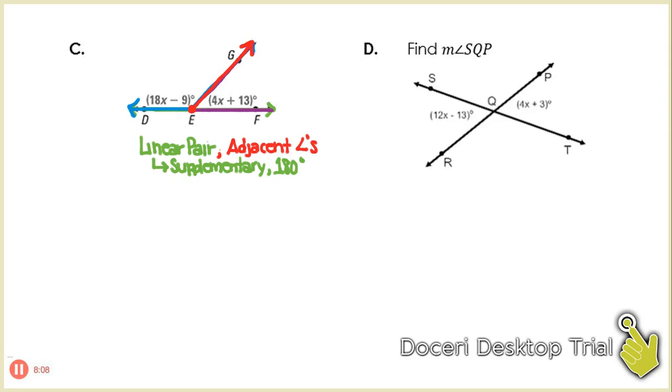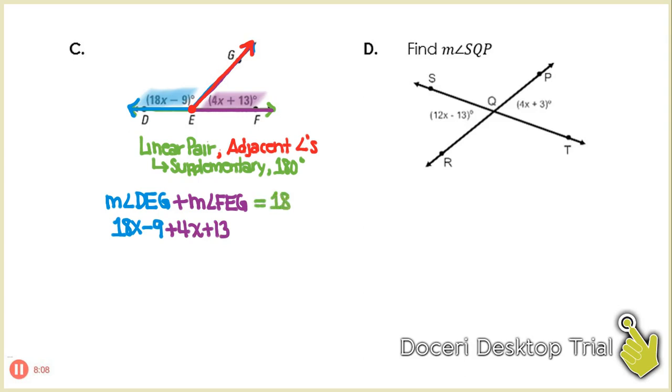So we're going to take our first angle, which was angle DEG. So the measure of angle DEG, which was 18x minus 9, we are going to add that to angle FEG, which was 4x plus 13. And since those angles are a linear pair, we know that they add up to be 180 degrees. So we're going to do exactly that.